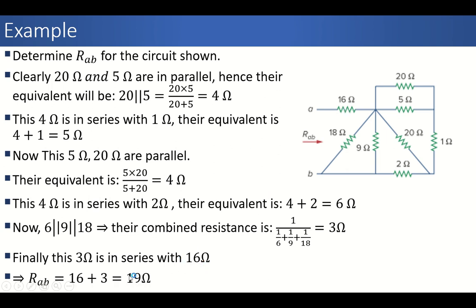So their equivalent, or RAB, will be equal to 16 plus 3, that will be 19 ohms. So actually the resistance across terminals A and B is 19. One thing I want to mention: because of space and time, I cannot draw the resulting circuit when we have simplified the circuit elements here.